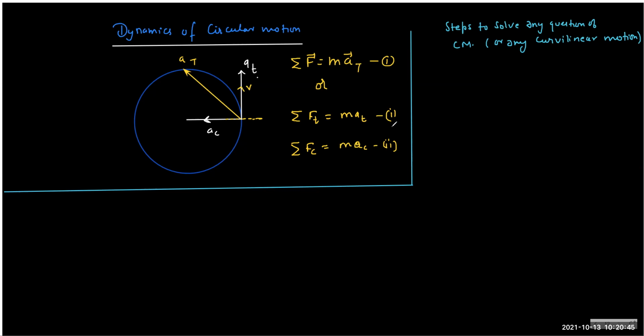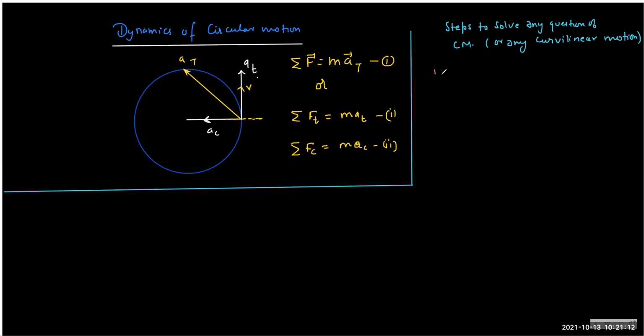Here you need to think about the two directions, the centripetal and the tangential. Once you see these two directions, only then can you move forward and do some calculation. So how to go about solving a variety of problems? There are certain steps which we need to be following religiously.